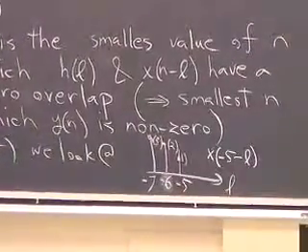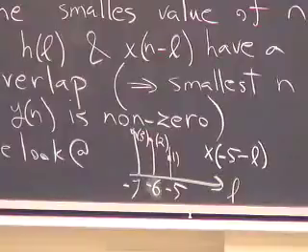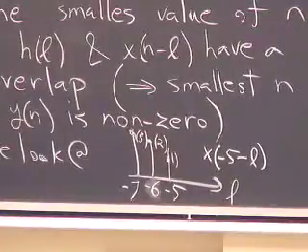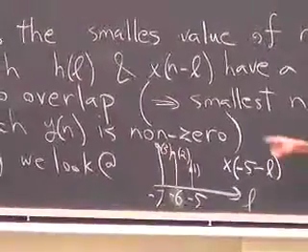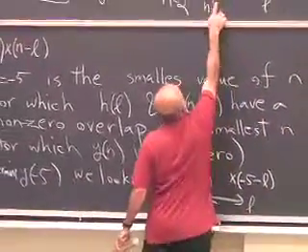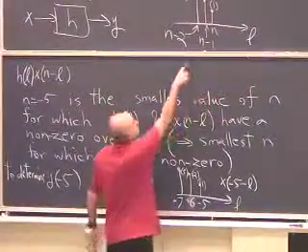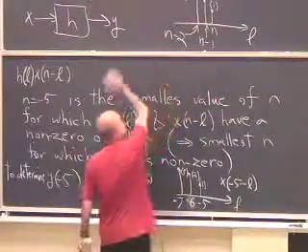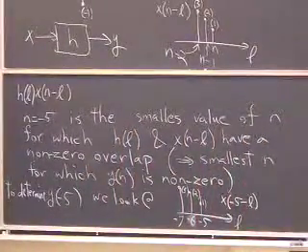So the moral of the story is when you want to do the flipping and shifting that's involved in convolution, you first flip. And then the front end of the signal goes to n. So if n is positive, after you flip, you shift to the right. If n is negative, after you flip, you shift to the left. And if you keep that in mind, you should be okay.